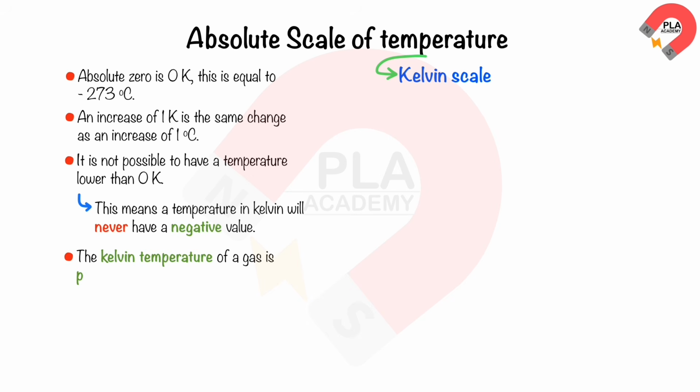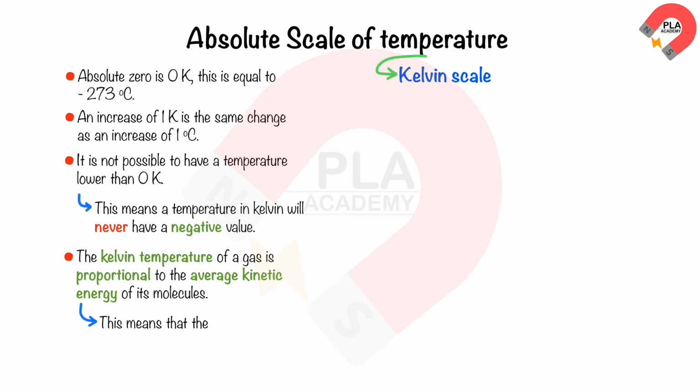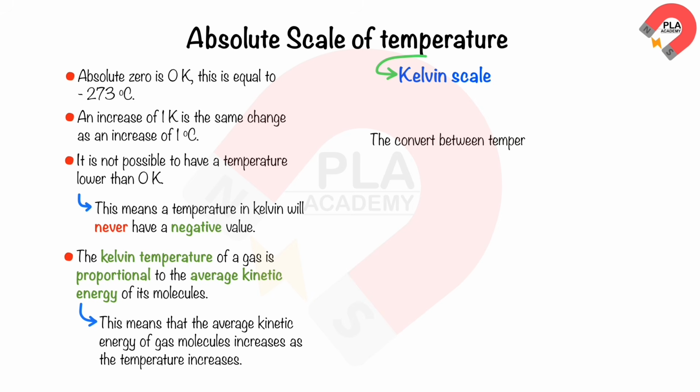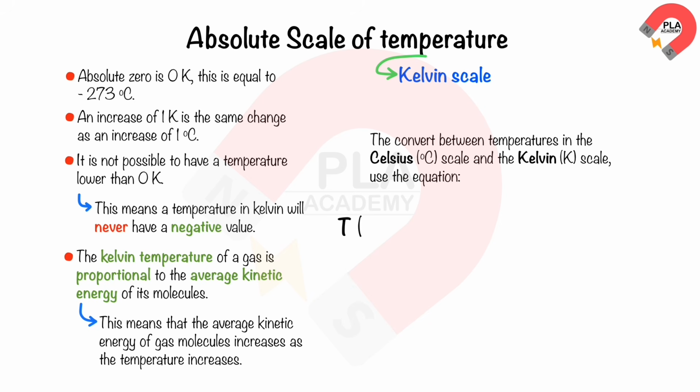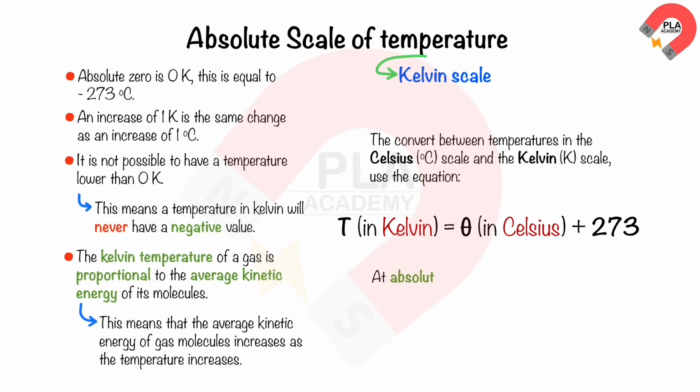The Kelvin temperature of a gas is proportional to the average kinetic energy of its molecules. This means that the average kinetic energy of gas molecules increases as the temperature increases. To convert between temperatures in the Celsius scale and the Kelvin scale, use the equation T in Kelvin equals theta in Celsius plus 273. Absolute zero is the lowest temperature, at which particles have no kinetic energy.